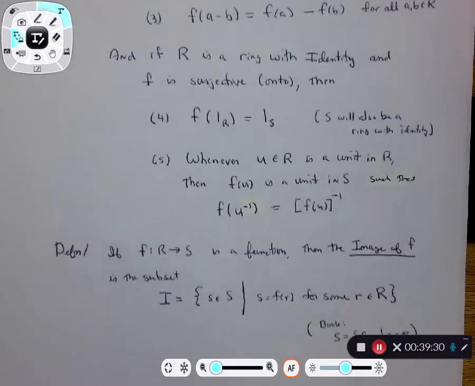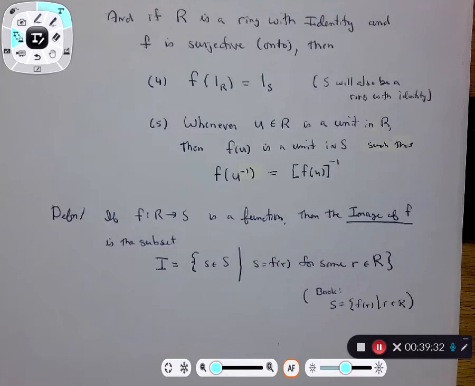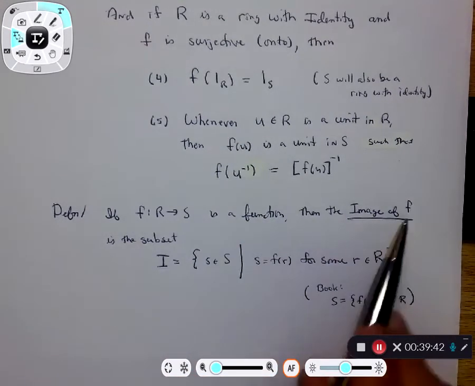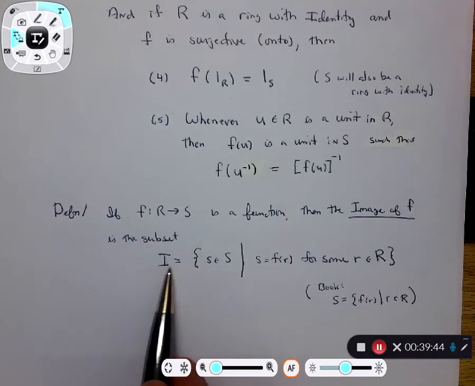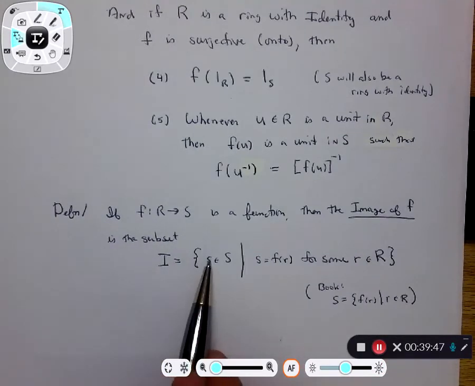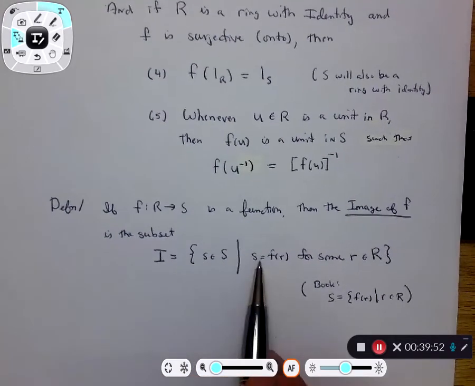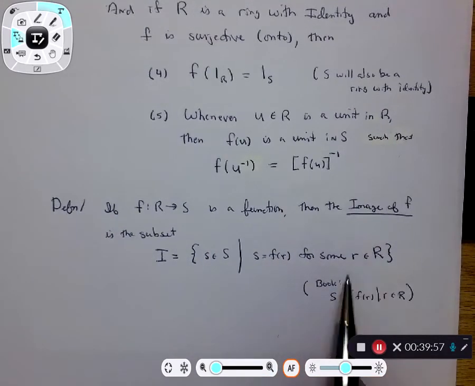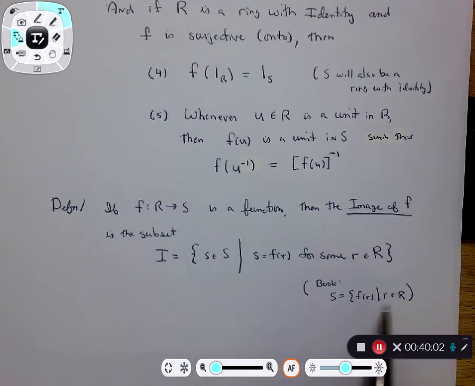One more definition here. If F, going from R to S, is a function, so not just a homomorphism, this is a generic definition for any function here. The image of F is the subset I, for image, which is equal to the elements little s from big S, such that s is equal to F of r for some r in big R. The book denotes this as the set of F of r such that r is from R. I try to make it a little more elaborate in that set notation here.